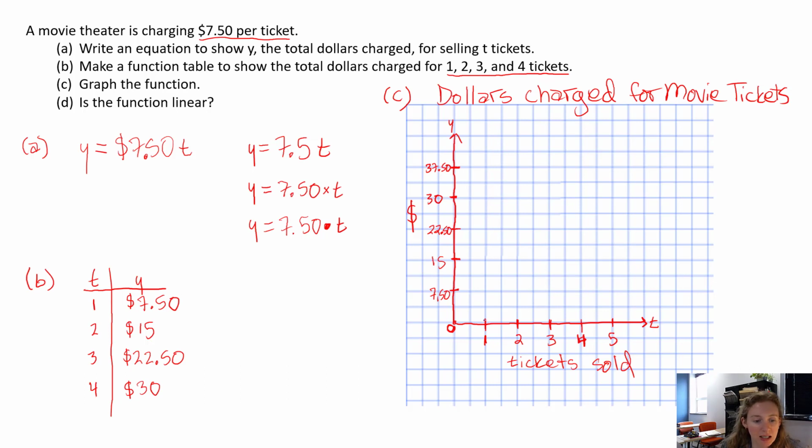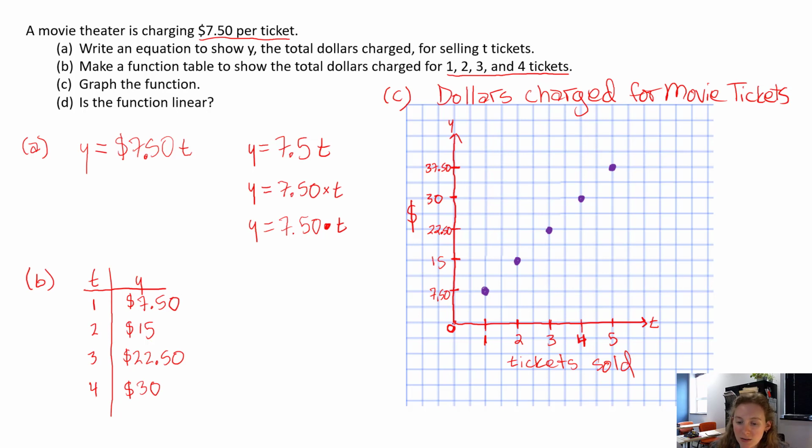So for one ticket, I'm paying $7.50, so I can put a point here. Right, one ticket is $7.50. 2 tickets is $15. 3 tickets is $22.50. 4 tickets is $30. And then right on my graph, I included enough space for another ticket. So let's go ahead and do that, right? If I bought 5 tickets, how much would it cost? Well, adding on another $7.50, it would be $37.50.